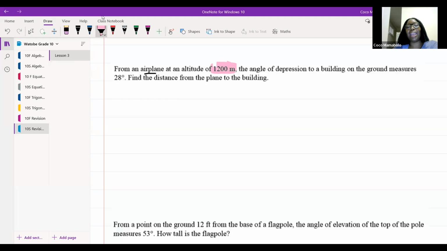It says here, from an airplane at an altitude of 1,200 meters, and you guys will notice that I'm highlighting all the important information. I've got an airplane at an altitude of 1,200 meters. It says that the angle of depression, to a building on the ground, measures 28 degrees. 28 degrees is also very important. Find the distance from the plane to the building. So on my ground over here, I've got a building. There's my building on the ground.